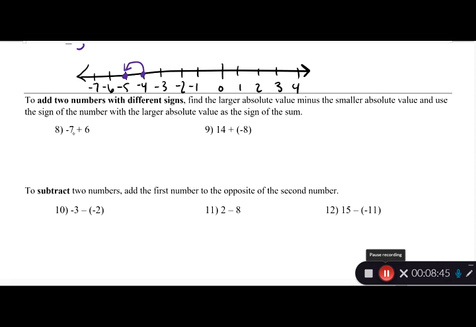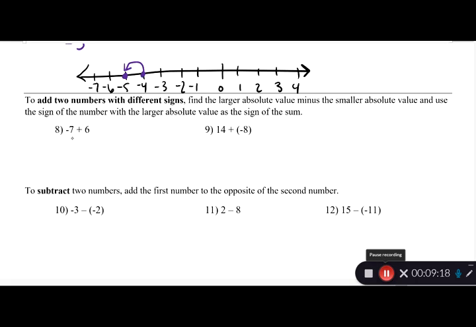So -7 absolute value would be 7. 6 absolute value would be 6. So I want to do 7 minus 6. Even though the negative is on the 7, we can't take 7 away from 6. Again, if you think about it in a way that makes sense to you, think about money. If I'm at the store and I have $6 and I want to buy something for $7, how much do I need? What am I short?